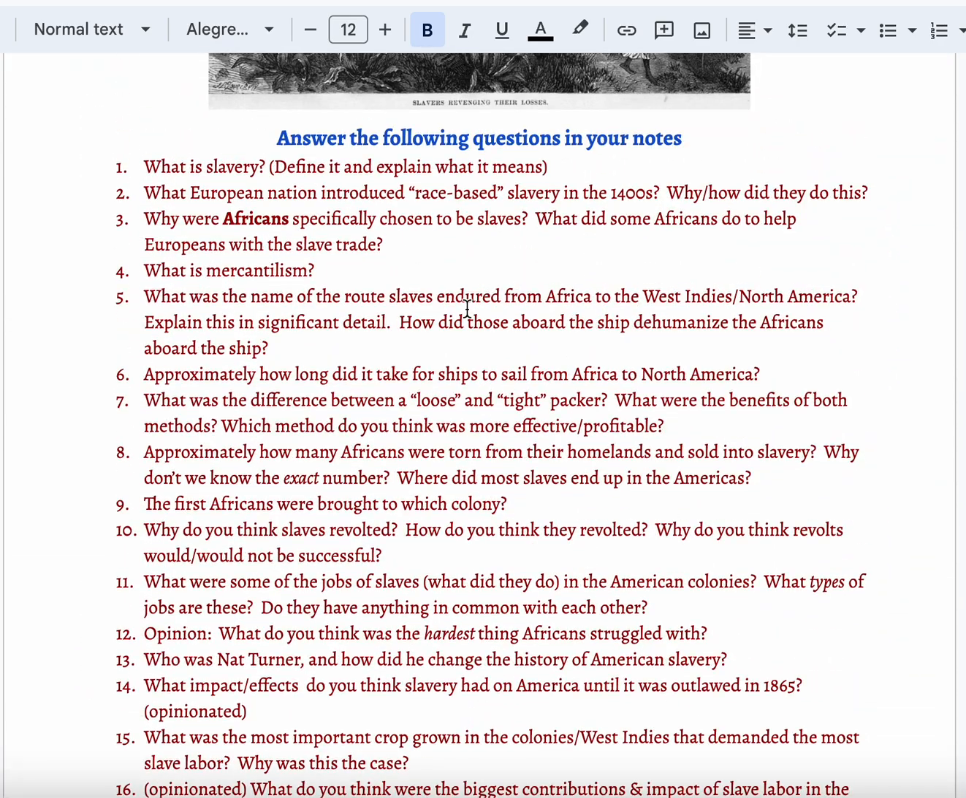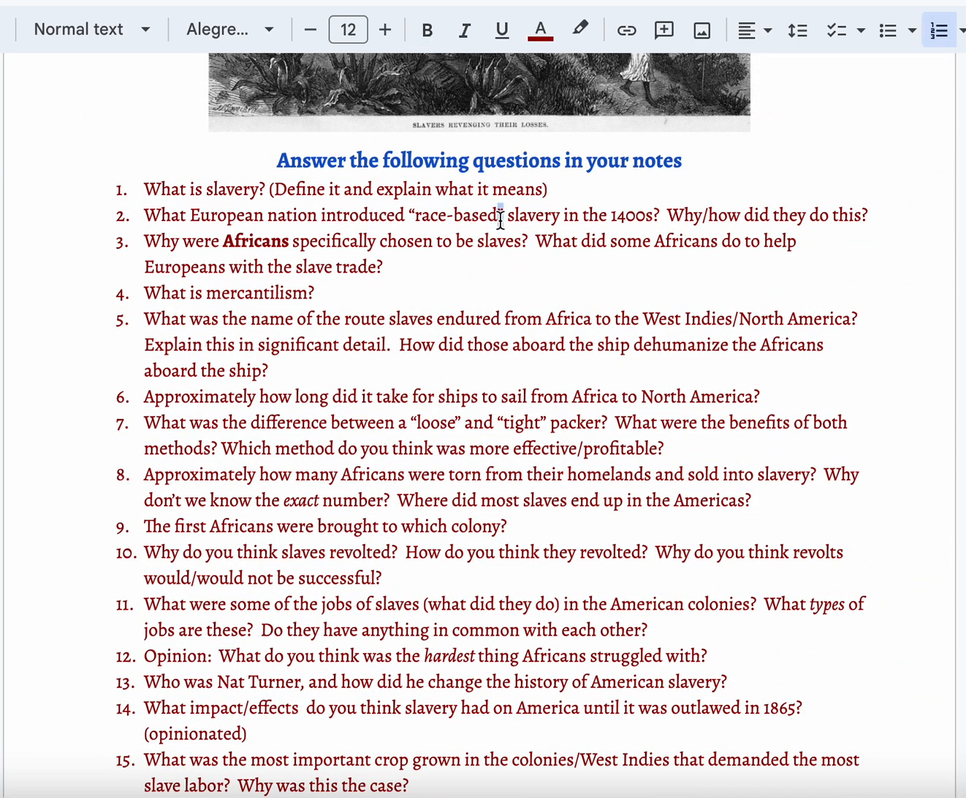Now, I know I kind of jumped all over the place there for a minute. We looked at number 2, what nation introduced it. Now, why were Africans chosen? Y'all did a very good job of this in class for the 15 minutes I was there last week. First of all, skin color was the main difference.